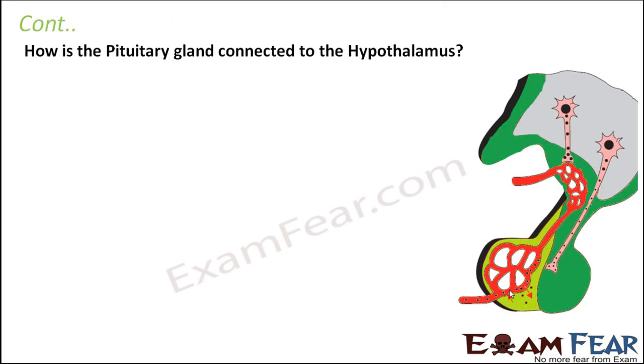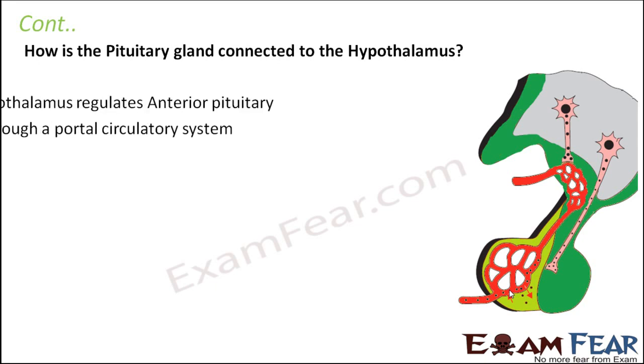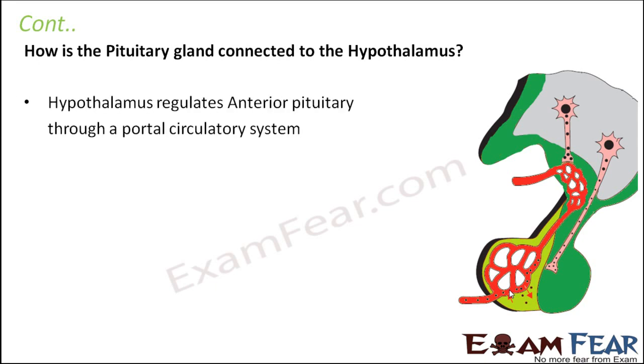Now let us see how the pituitary gland is connected to the hypothalamus. We saw that it is located just below the hypothalamus with the help of a stalk-like structure. But how exactly is it connected? Because now we know that there are two different lobes of the pituitary gland. How is each lobe connected to the hypothalamus? Let us first talk about the anterior pituitary. The hypothalamus regulates the anterior pituitary through a portal circulatory system.